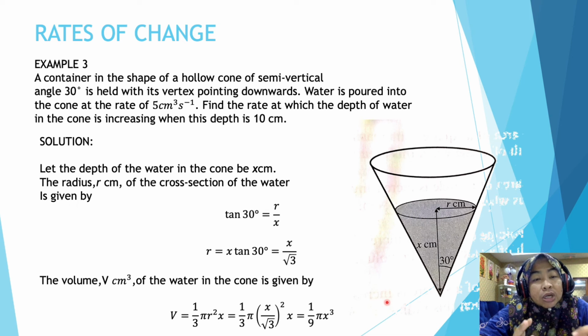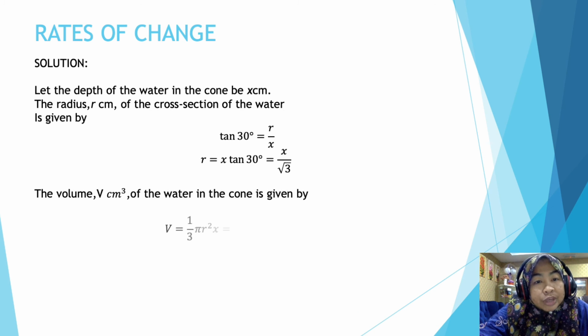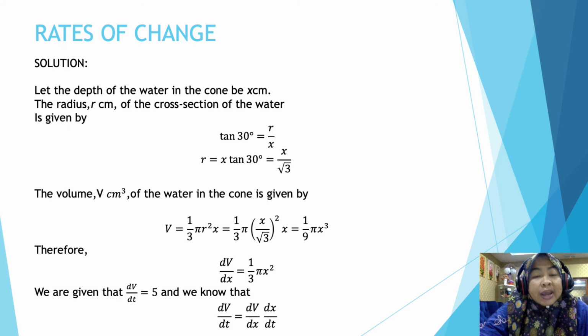Next, because this is a cone and we have information about the rate of volume, what is the formula for the volume of a cone? 1 over 3 pi r squared h. So h we denote as x, and for r, from the question we have no information about the radius, so we express the radius in terms of x. Now we substitute the radius, and the volume is in terms of x only. So now we have volume equal to 1 over 9 pi x cubed.